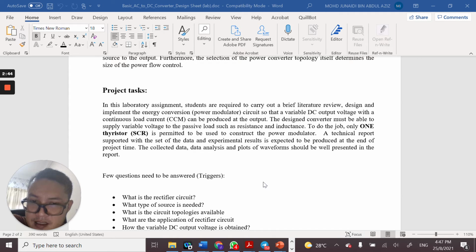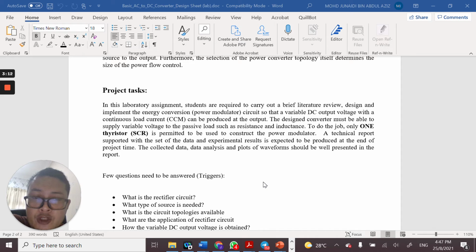Because that is the suitable load for undergraduate level. So we identify that for capacitor load, we will not focus on capacitor load for undergraduate level. So to do the job, only one thyristor is permitted, only one thyristor can be used to construct the power modulator or to construct the converter.